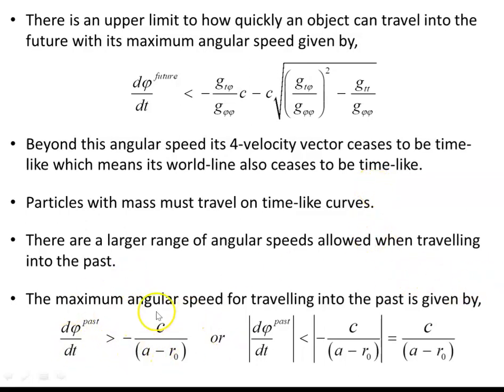It has to be greater than minus c on a minus r0. Not equal to; massless particles could make that equal, but for objects with mass it must be less than that. That's the lower limit, and it has to be greater than that if it's a particle with mass. Its absolute value, if you like, is less than c over that, because an object with mass can't travel at the speed of light.